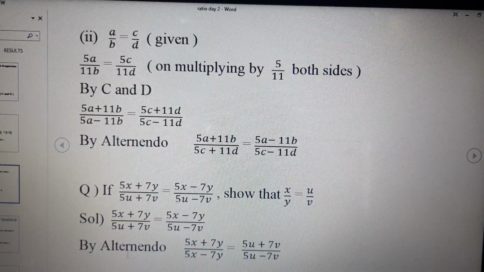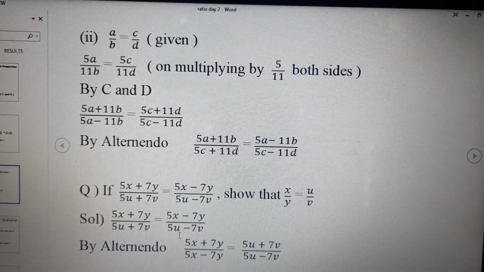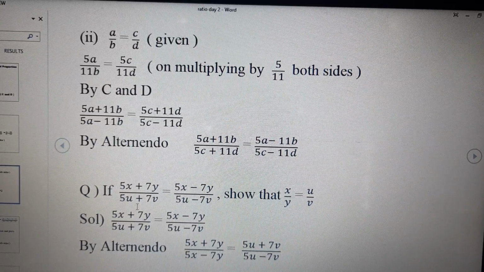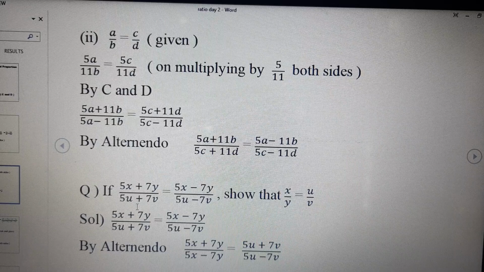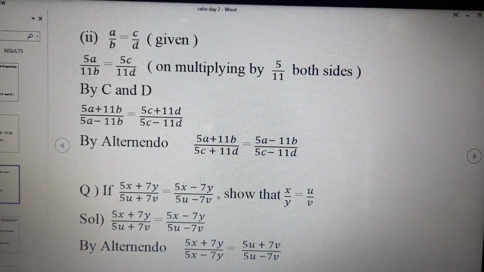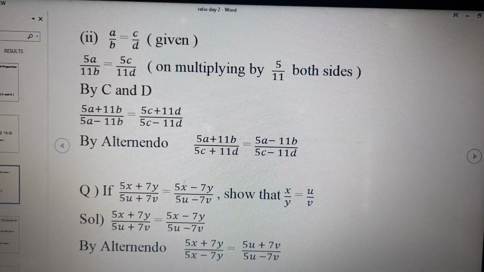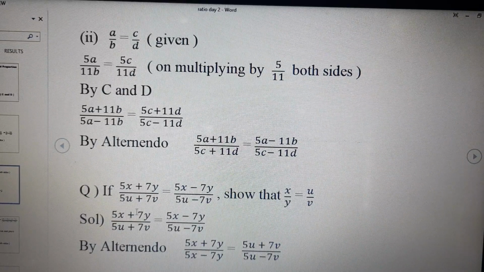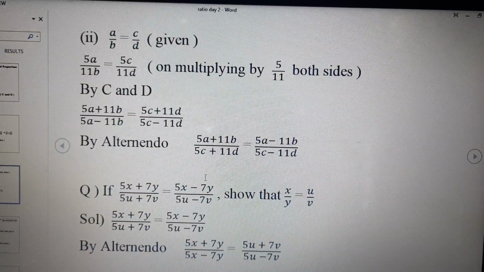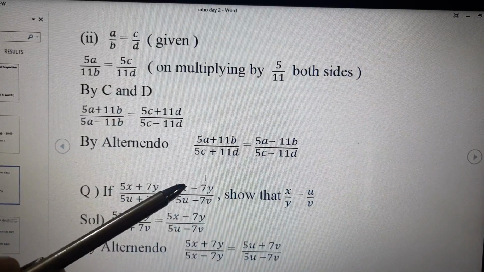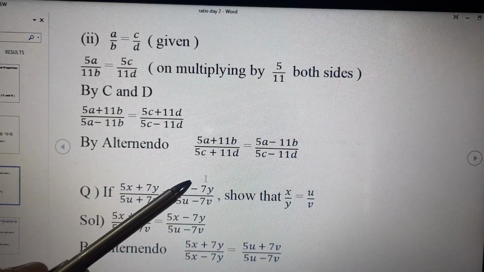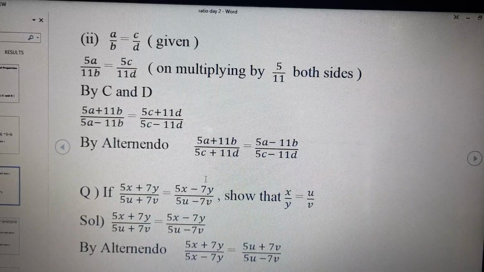First of all, we apply alternando. Why have we applied alternando? To bring x and y together in LHS and to keep u and v together in RHS. So we wanted to bring 5x minus 7y this side in LHS and 5u plus 7v the other side in RHS. After applying alternando, this will come here and 5u plus 7v will go to the other side.